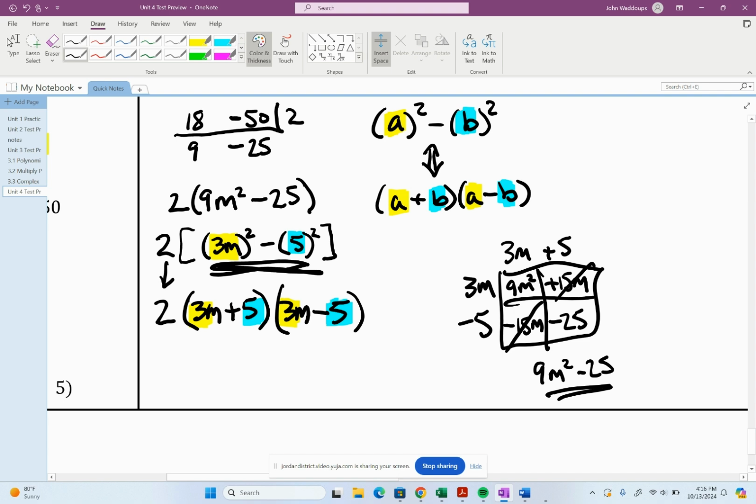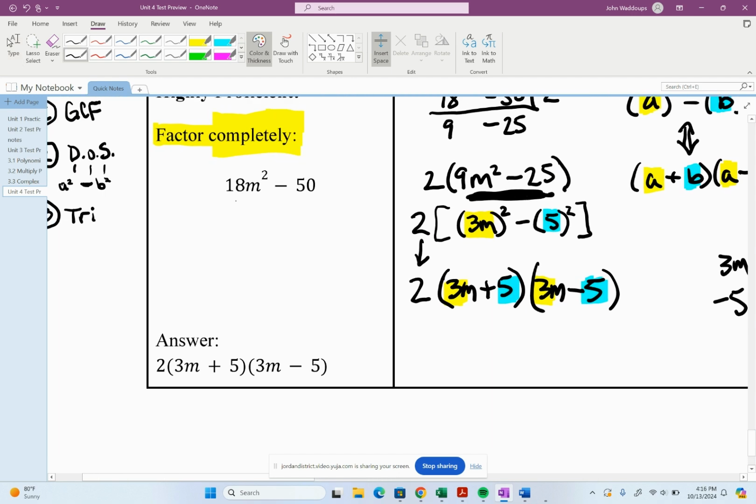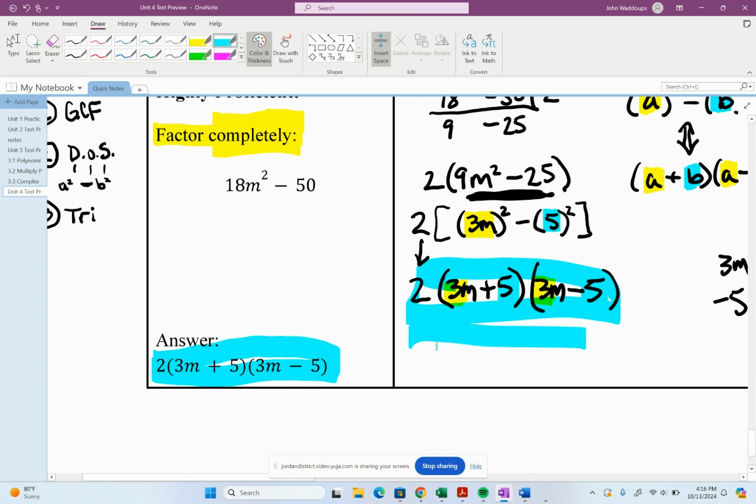And I said that that was the same as this here, and it is, 9m squared minus 25. And then if we multiply by 2, we would get the original 18m squared minus 50. So these factors, 2 times 3m plus 5 times 3m minus 5, are what we got.